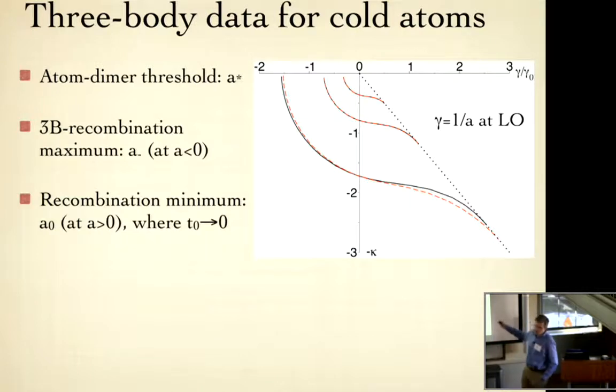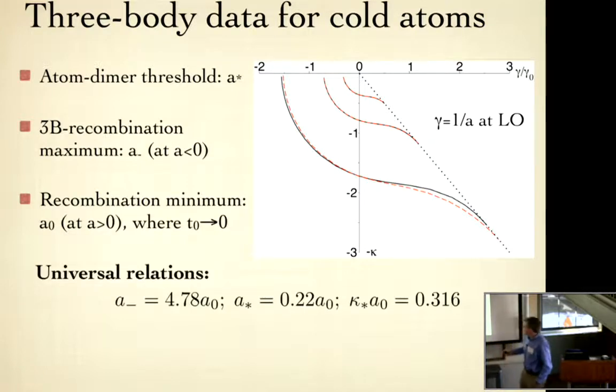This is the atom-dimer threshold. So when the states vanish through threshold, you have the atom-dimer resonance, which I'm going to denote by A star. That's the scattering length at which that happens. When the states vanish through the three-body threshold, you have a three-body recombination maximum to these deep dimers that were being discussed in the previous talk. And there's also a point somewhere out here where the atom-dimer T matrix goes to 0, and that produces a recombination minimum.